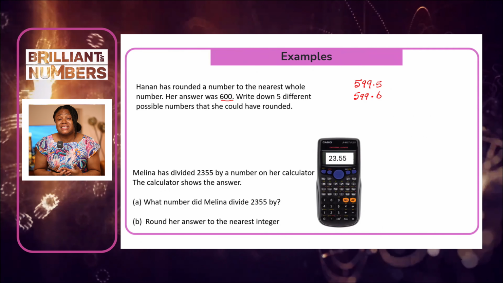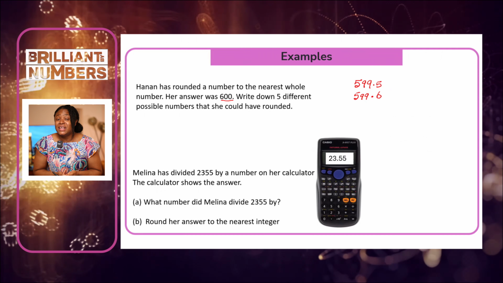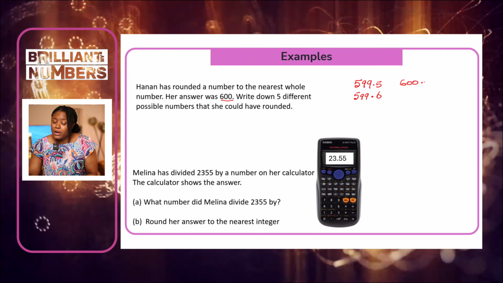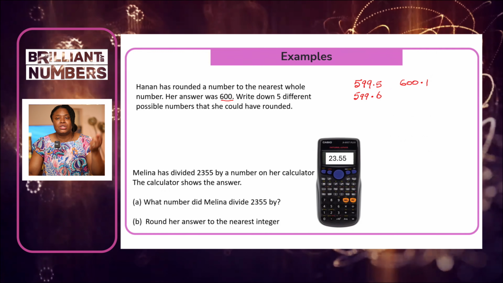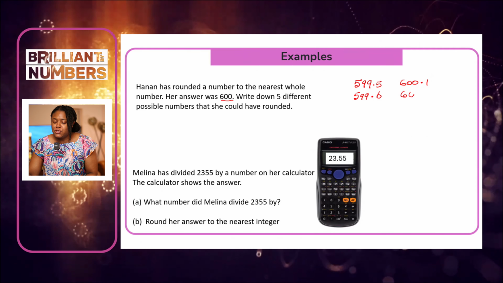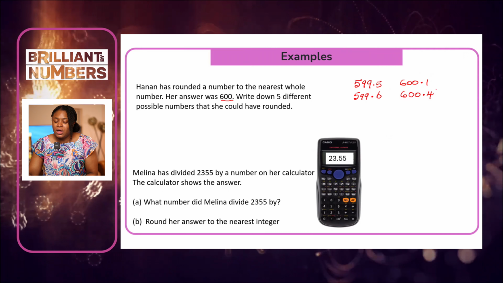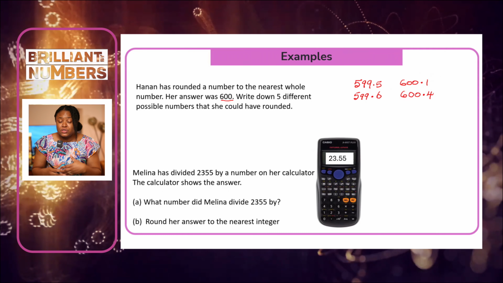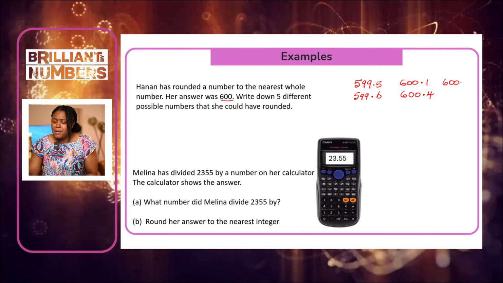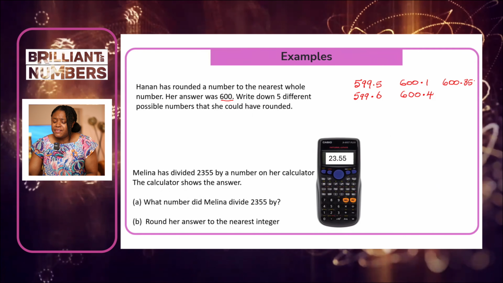But could I have numbers that are bigger than 600 as well? The answer is yes. So I could also have 600.1, because this one would need to round down and I would still be at 600. I could have 600.4 also being rounded down, so therefore also meet the criteria. I could also have 600.35 also rounding down. So multiple options that you could have, and you could still get the answer correct.